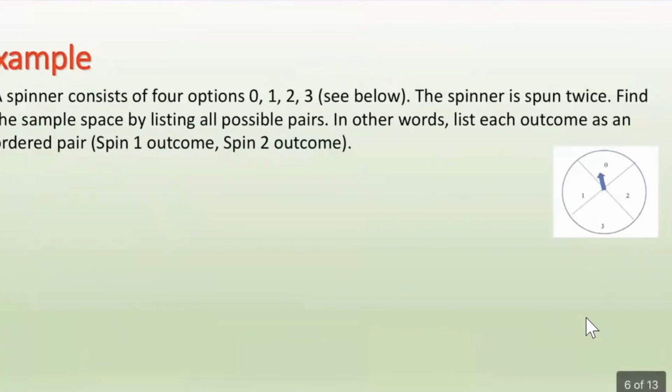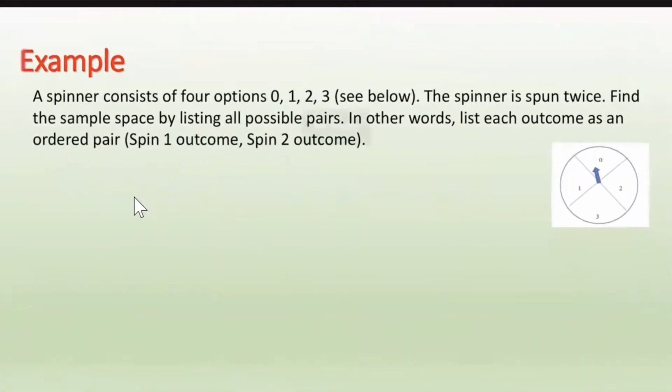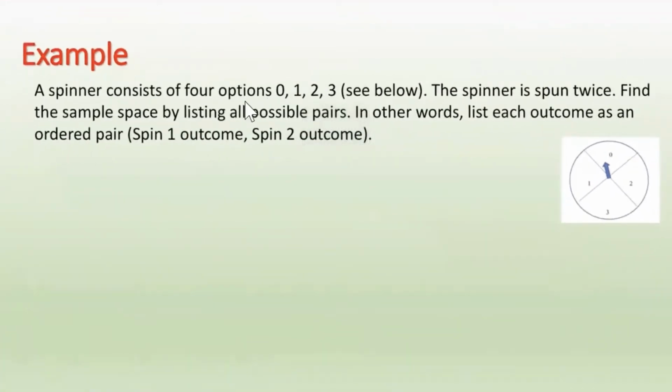Here is the other one that is about the spinner. And here also we are learning how to find the sample space. You can see here our spinner consists of 4 options: 0, 1, 2, 3. That's what you will get by spinning that spinner.